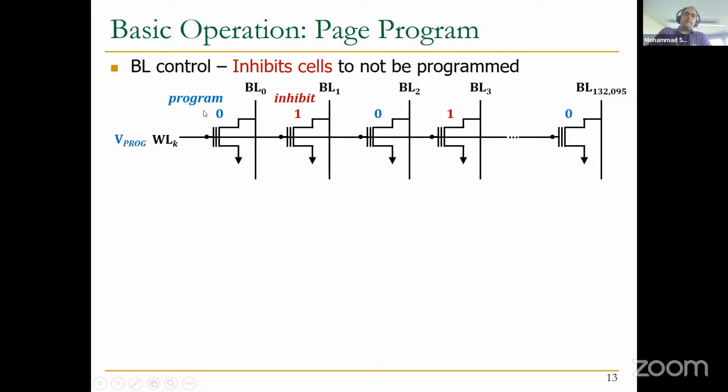So in flash memory, there is a way to handle it, basically with the process of inhibiting. So you need to inhibit cells to not be programmed, by applying VCC to the bit line. For those cells that you want to program, you connect the bit line to ground. And for those cells that you don't want to program, you apply VCC. That's the way that we can handle it.